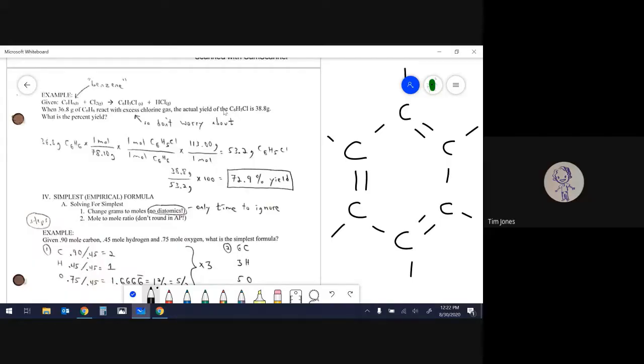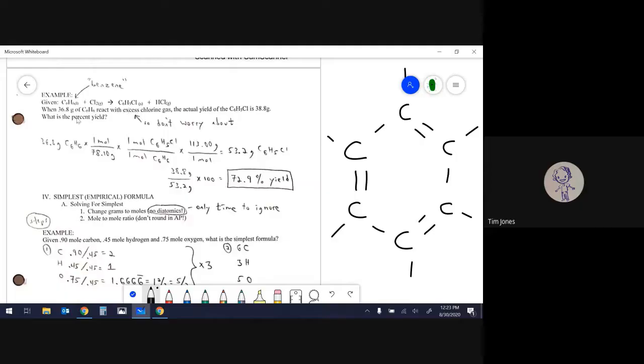Anyway, the actual yield of this product, C6H5Cl, is 38.8 grams. What's the percent yield? What we need to know first is this is what we got. We need to know how much they were supposed to get in a perfect universe. So it's a basic stoichiometry problem. Take your limiting reactant, 36.8 grams of benzene, turn it to moles. Use stoichiometry to go from moles of benzene to moles of product.